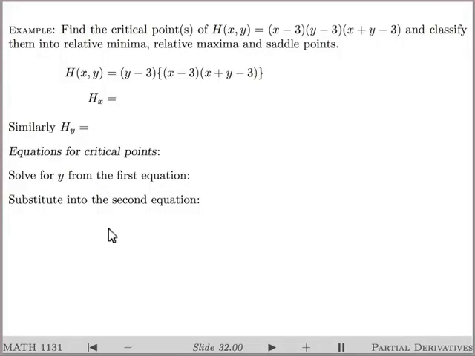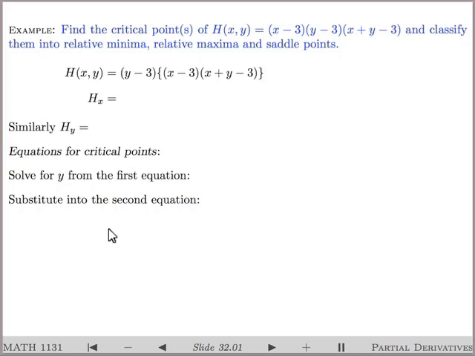Welcome. In this session, we will do an example of a function with several critical points, 4 to be precise. This is somewhat involved algebraically in terms of solving the equation. Fortunately, the function is given in factored form, which will make it easy to factor the derivatives in order to find the critical points. The function is x minus 3 times y minus 3 times x plus y minus 3.